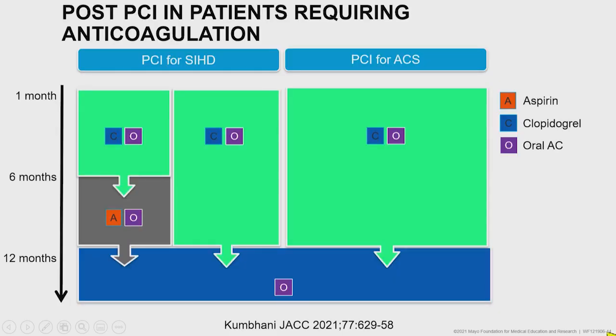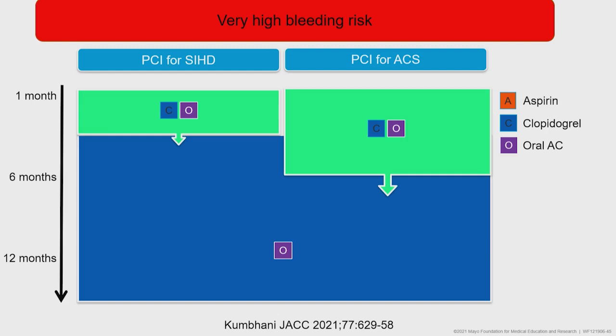So after PCI, patients requiring anticoagulation, we will keep them on clopidogrel and oral anticoagulant, and then transition to aspirin and oral anticoagulant, or clopidogrel and oral anticoagulant up to the 12-month mark, and then they will be continued on just oral anticoagulants if they have a persistent indication. That's the general recommendation for patients with an average risk.